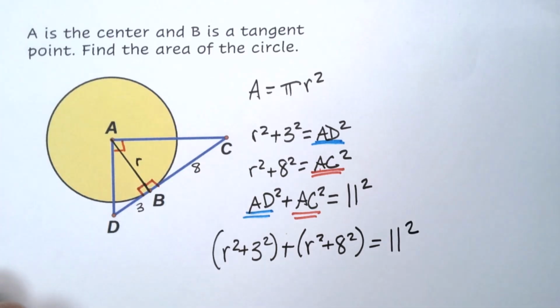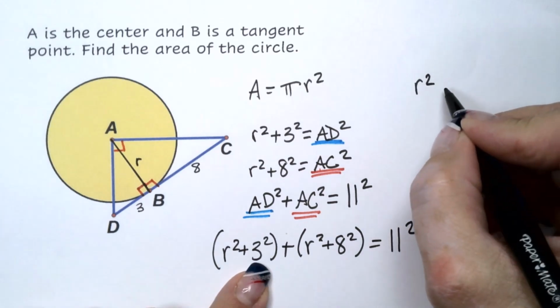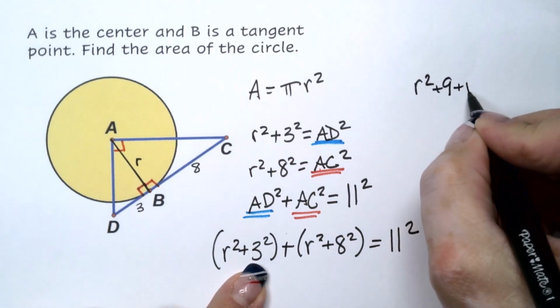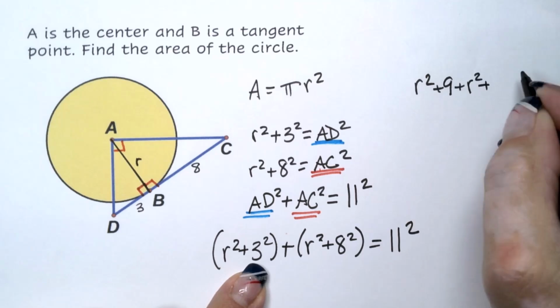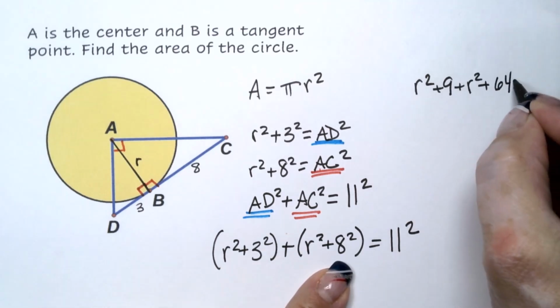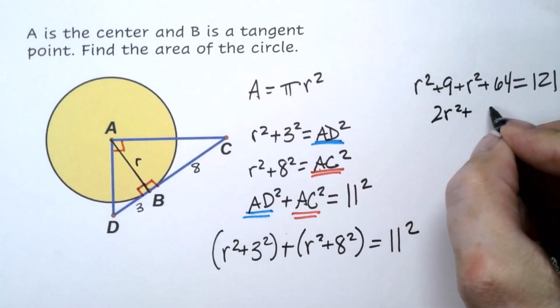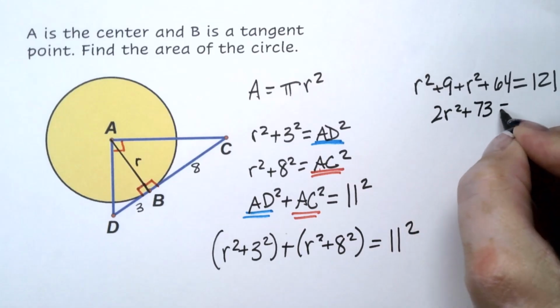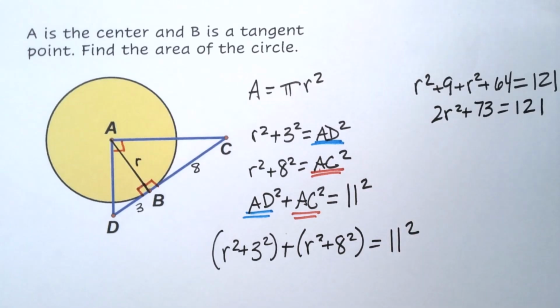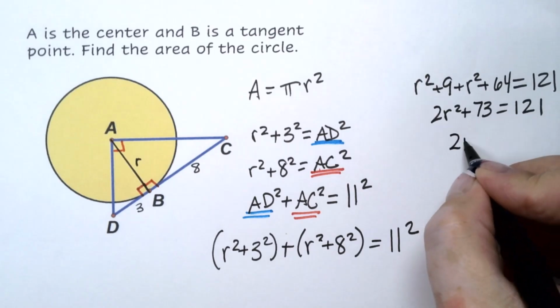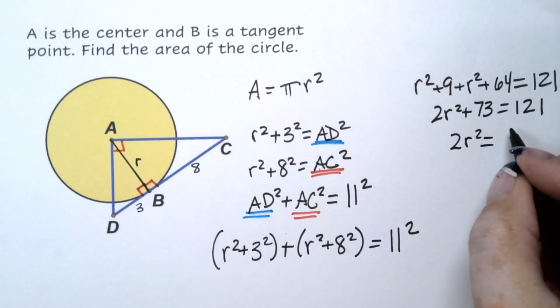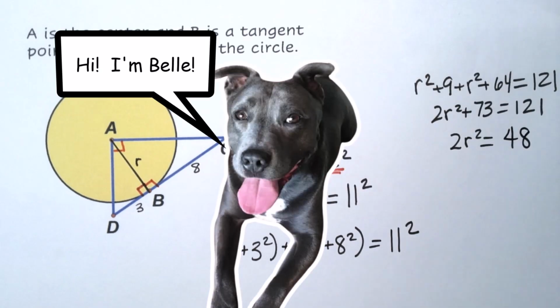Now we can simplify this and we're going to have an equation we can solve. So R squared plus 9 plus R squared plus 64 equals 121. I now have 2R squared plus 73 equals 121. Subtract the 73 from both sides. I have 2R squared equals 48.